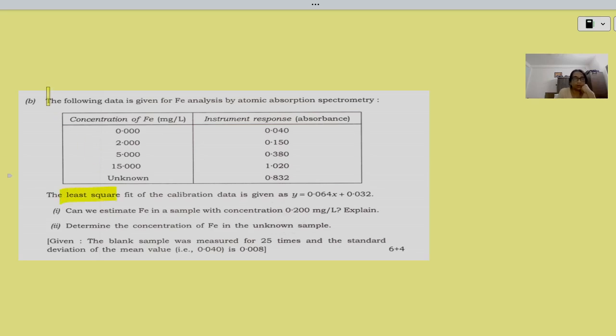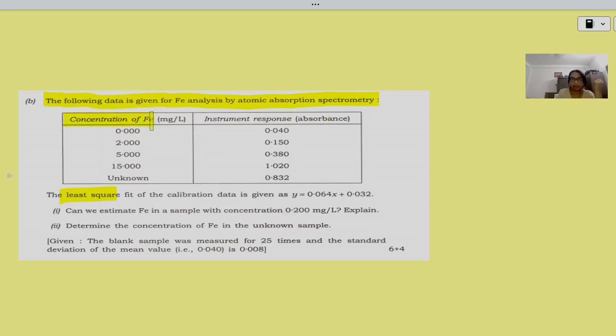Now, in this question, some data is given. The following data is given for iron analysis by atomic absorption spectroscopy. For the data analysis, different types of research methods are used: least square method, F test, regression analysis. So now in this question a table is also given.